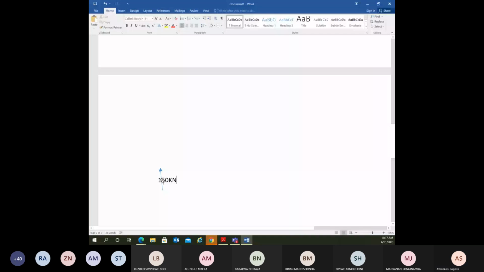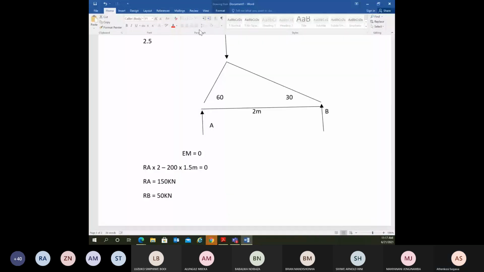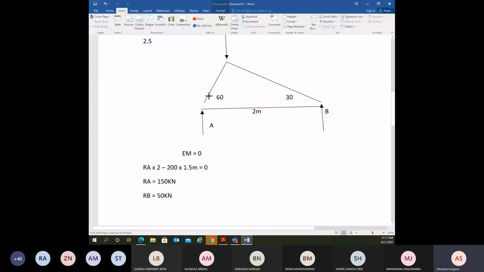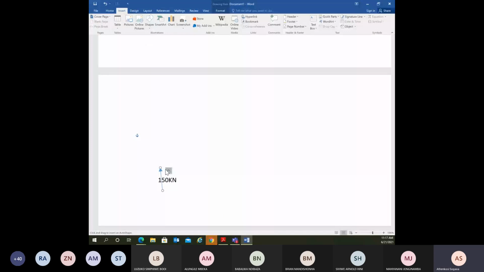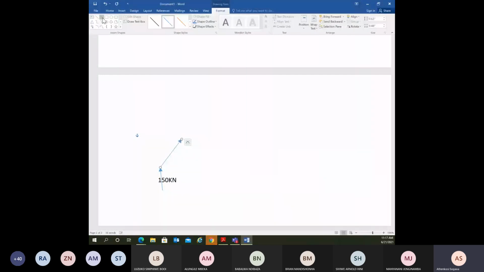Now, for your members, we assume that they are in tension. Then I will assume that I have this member and this member in tension as well, at point A.